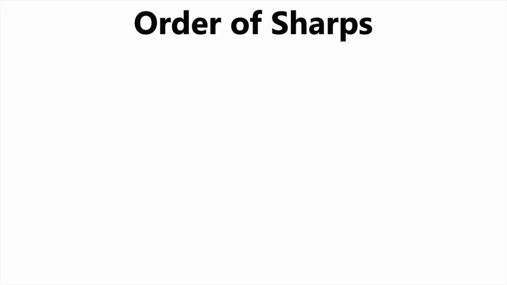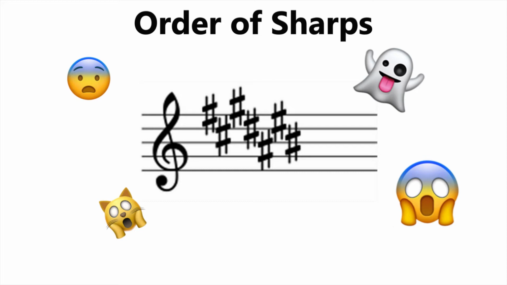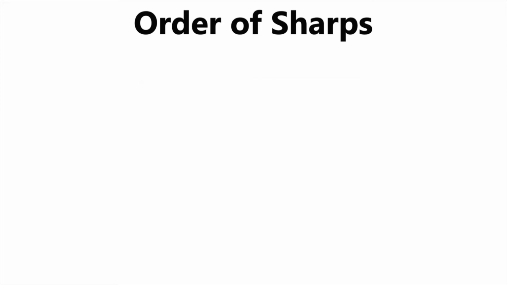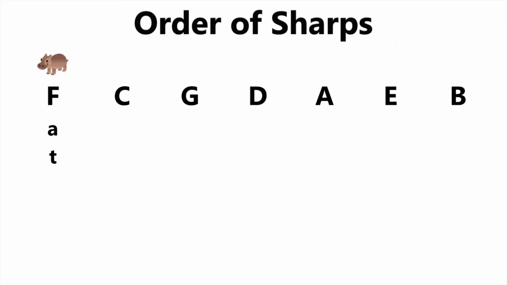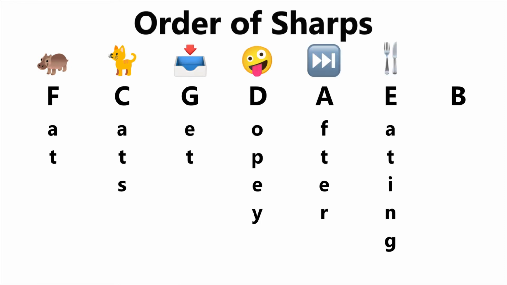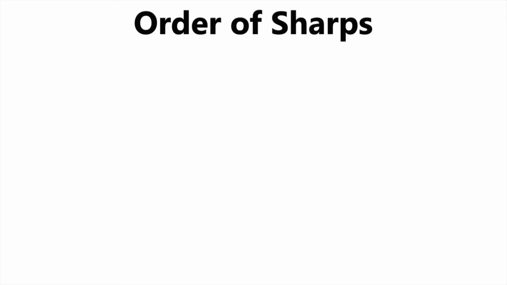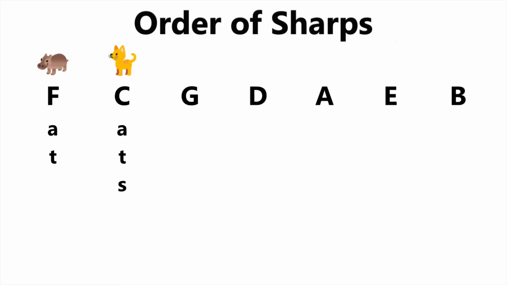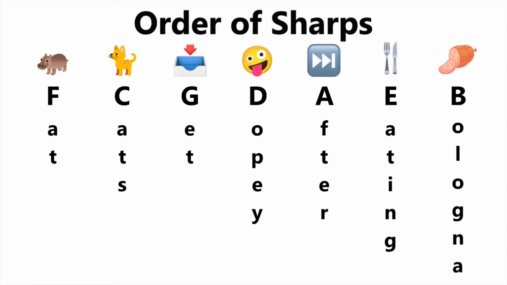All right, so when you see a key signature like this, it can look terrifying, but it's really not. Here's how I remember the order of sharps. We have F, C, G, D, A, E, and B. By itself, that's kind of hard to remember, but I have a fun way you can think about it. Fat cats get dopey after eating bologna. There's a dozen other ways you can think about this, but I mean, what's better than thinking about fat cats eating bologna? Nothing. Nothing is better than that. So remember, F, C, G, D, A, E, B. Fat cats get dopey after eating bologna.